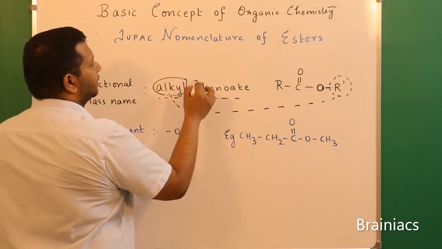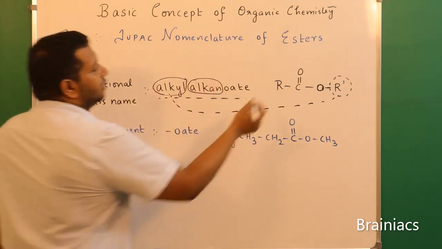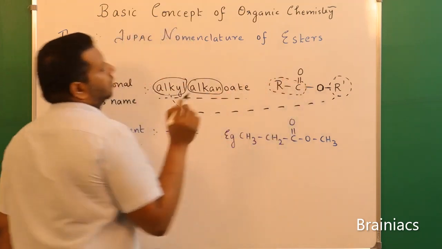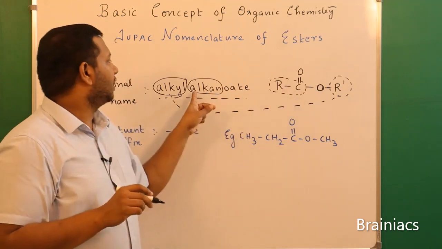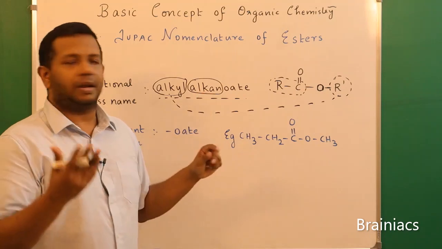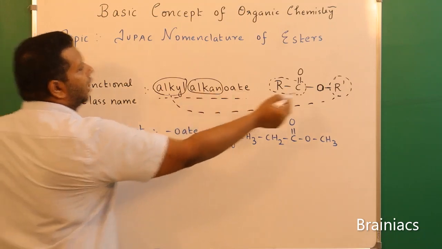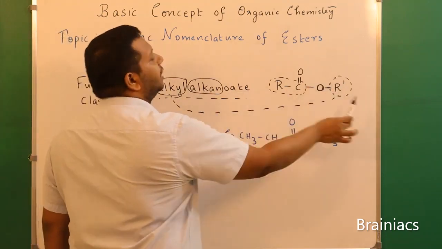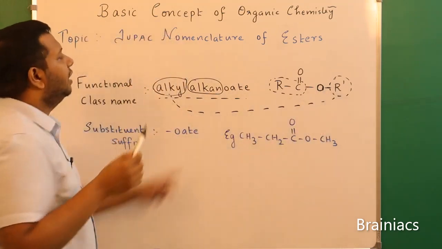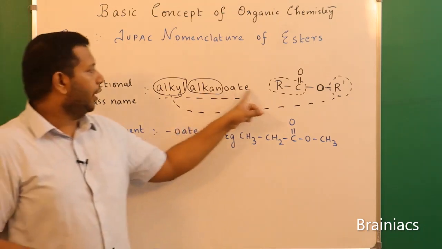The next term used here is alkane. From where will this alkane come? The part which is connected to the carbonyl carbon: count the number of carbon atoms. If it is 2, instead of alkane it will be ethane. If it is 3 carbon atoms it will be propane, and if it is 4 carbon atoms it will be butane. Similarly, R dash can be ethyl, methyl, anything. Whatever is linked with the oxygen atom, that is the alkyl. Then the suffix used for esters is OATE.